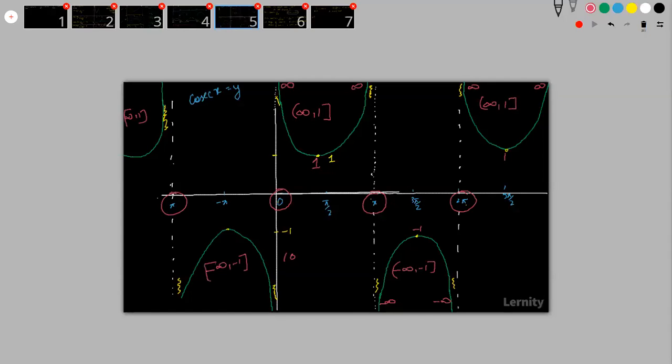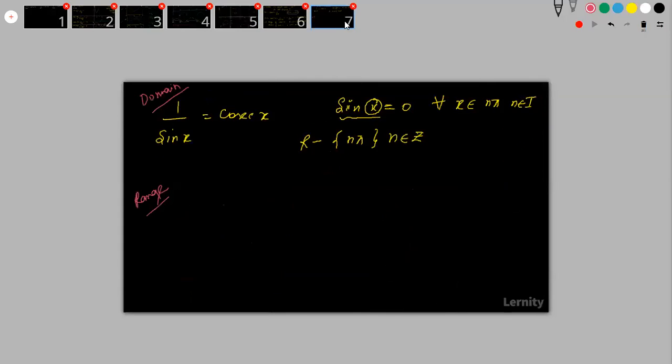So what all values can it take? It can take values from infinity to 1 and from minus infinity to minus 1. So this will become the range. So what is the range of the function? Cosec x is taking all the values from minus infinity to minus 1, and 1 to infinity. Or we can also write R minus (-1, 1). Anything is okay. Understood? Everybody understood?